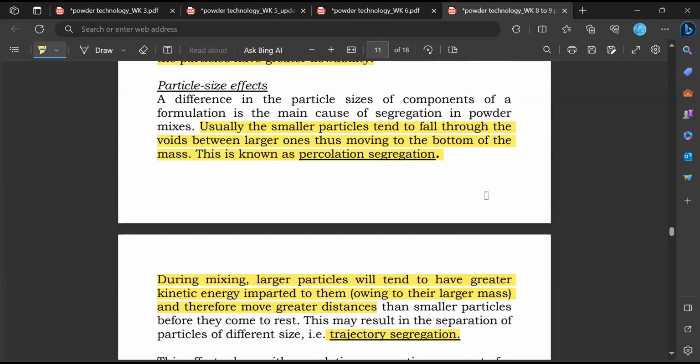So the first thing that leads to segregation is particle size effects. For percolation segregation, the smaller particles fill the voids between the larger particles. And for trajectory segregation, the larger particles have a higher kinetic energy and therefore move to greater distances.